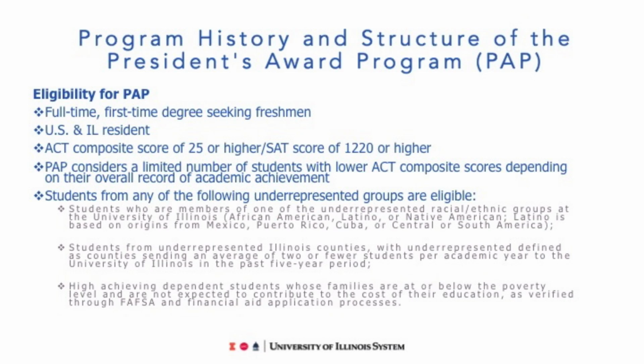The groups that are eligible for PAP are those that come from underrepresented racial ethnic groups, including African American, Latino, or Native American. Students that come from underrepresented Illinois counties, so rural counties that don't particularly host a large number of students at the University of Illinois. And then the last one, high-achieving students whose families are not quite capable of contributing to the cost of education. So students who come from low-income families or families who are at or below the poverty line are also considered for this award.